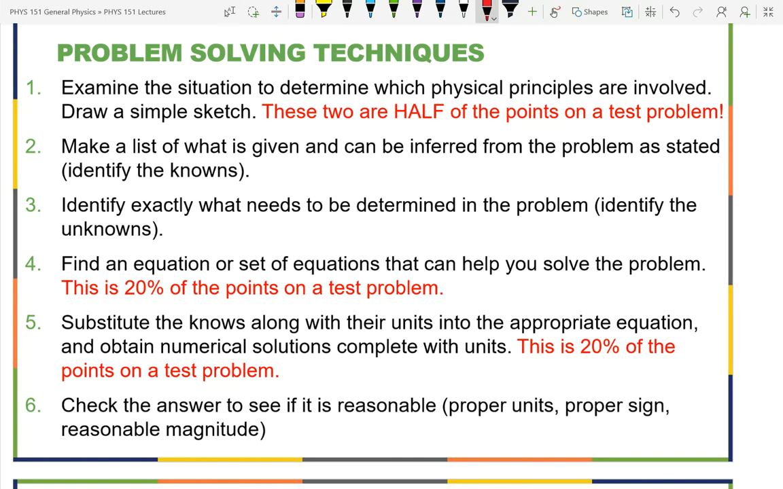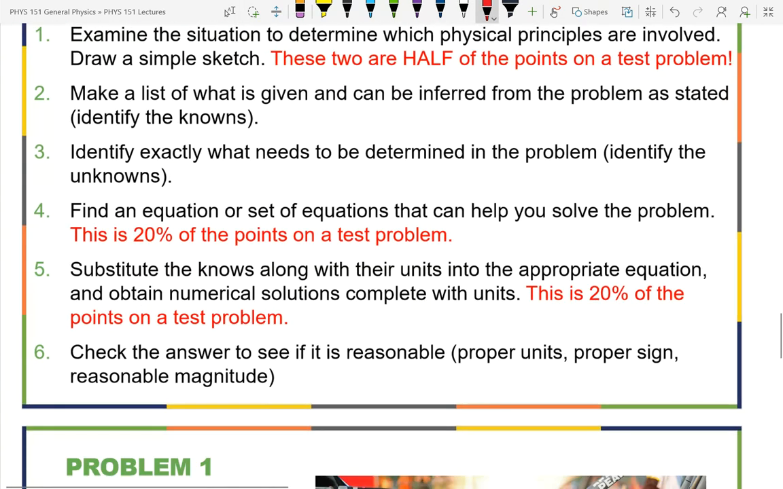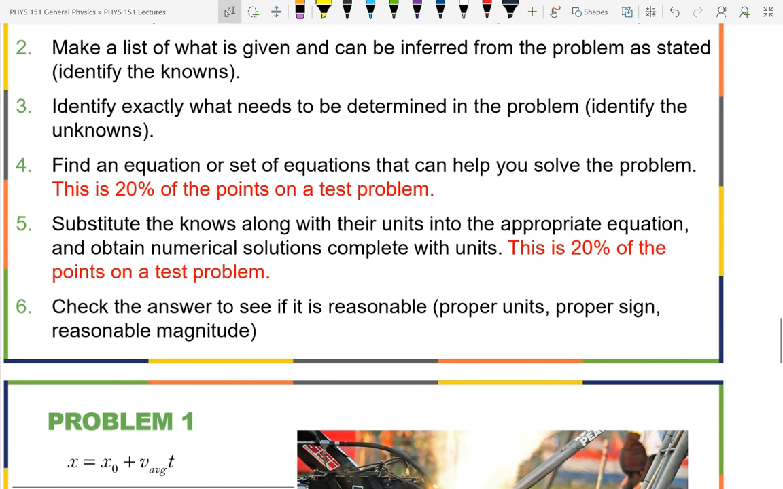Then make a list of what is known and what is unknown. So you notice that I gave you the knowns right here. I didn't write down the unknown, but I gave you the knowns because that helps you to organize your thinking. Then specify what needs to be determined in the problem. So in this case, you would have said, well, I'm looking for the maximum height.